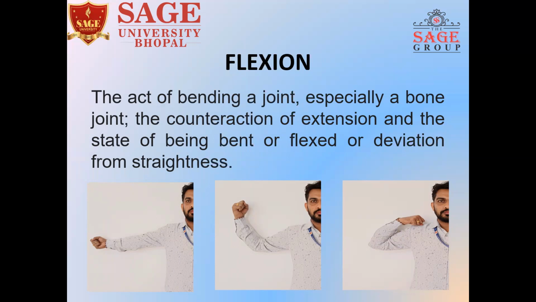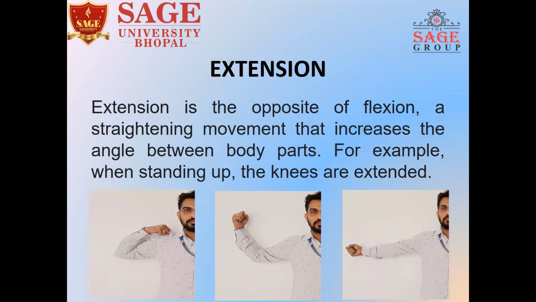Next is extension. Extension is the opposite of flexion, a straightening movement that increases the angle between the body parts. For example, when standing up, the knees are extended. In the picture, you can see that the flexed hand is going to be straight and the angle at the joint is going to be increased.